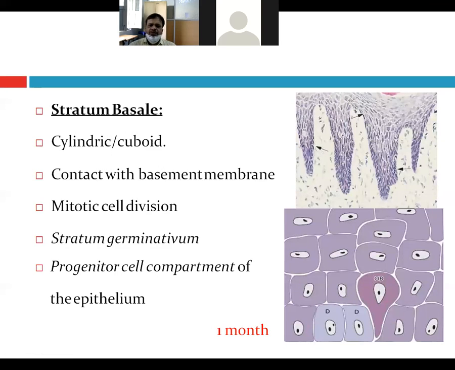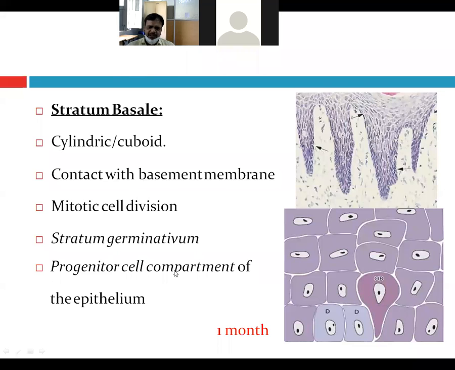Okay, now coming to the four main cell layers of gingival epithelium. So first is stratum basale. You can see in this figure the cells usually are cuboidal or cylindrical in shape. They contact the basement membrane of your gingival connective tissue. So mitotic cell division occurs, that is, each cell is divided into two daughter cells, as you can see.